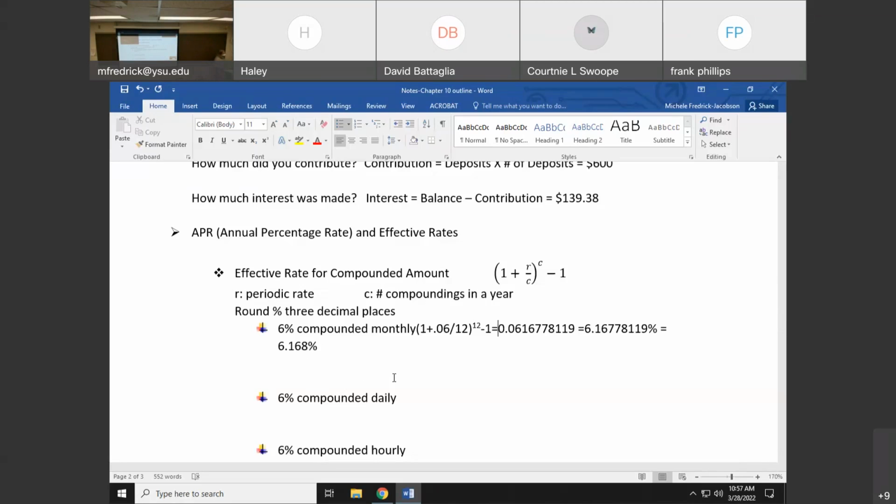And you'll see that a lot in a lot of different loans. Is everyone getting the 0.0616778? So then remember, make it a percent first and then round. Okay, so daily would be how many times in a year? So 1 plus 0.06 divided by 365.